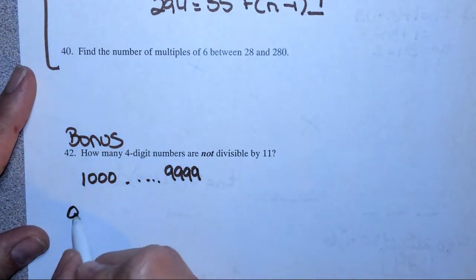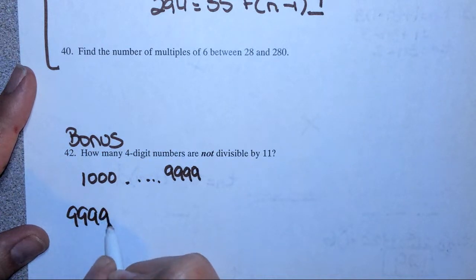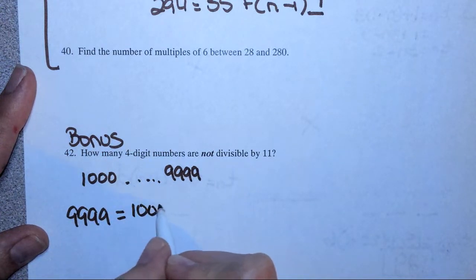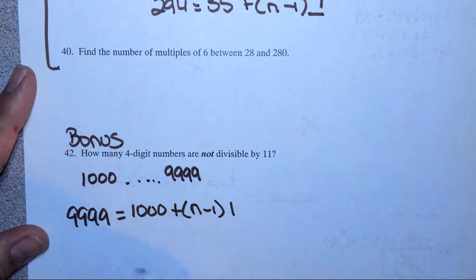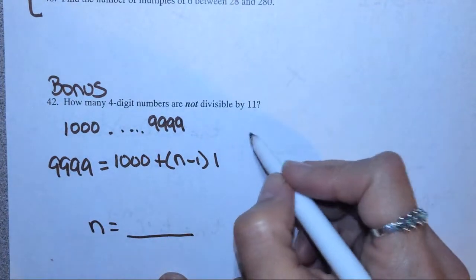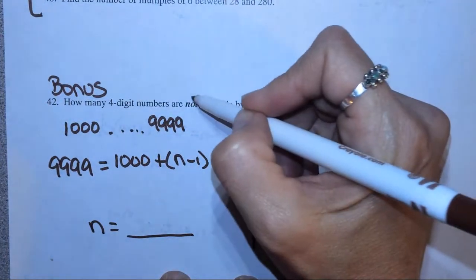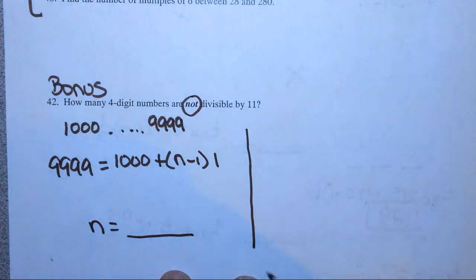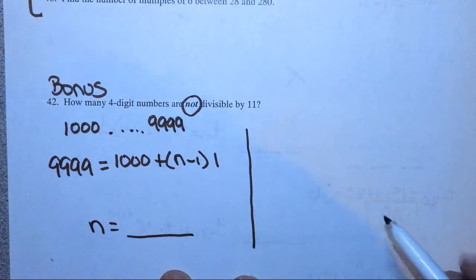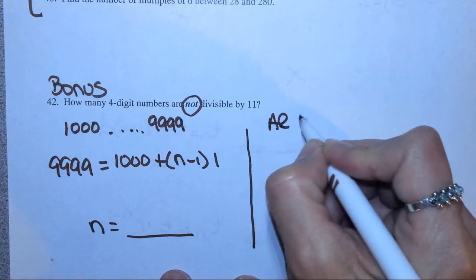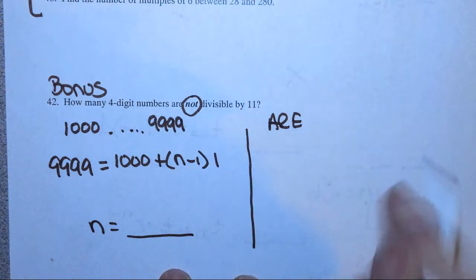So you'd have 9,999 equals 1,000 plus n minus 1 times 1. You solve for n, and you'd find out how many 4-digit numbers there are. Then they want to know how many are not divisible by 11. So the only way I can figure this out is to figure out how many are divisible by 11, and then I'm going to subtract these two numbers.